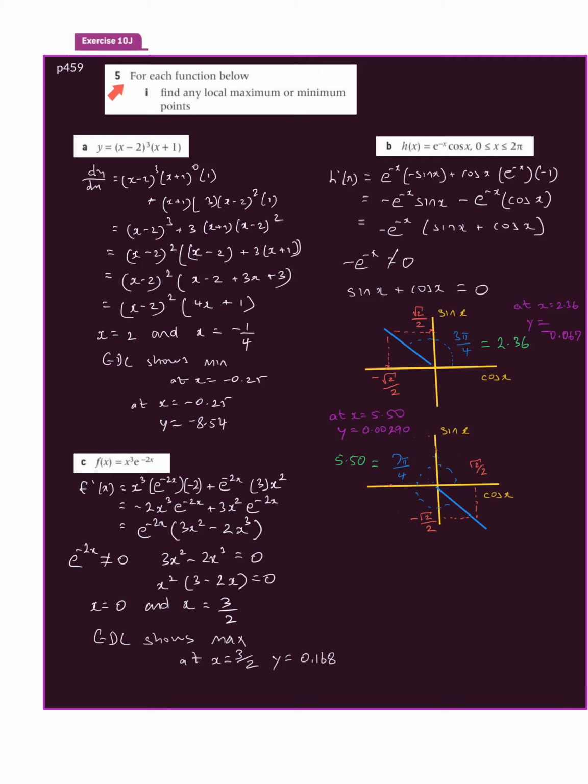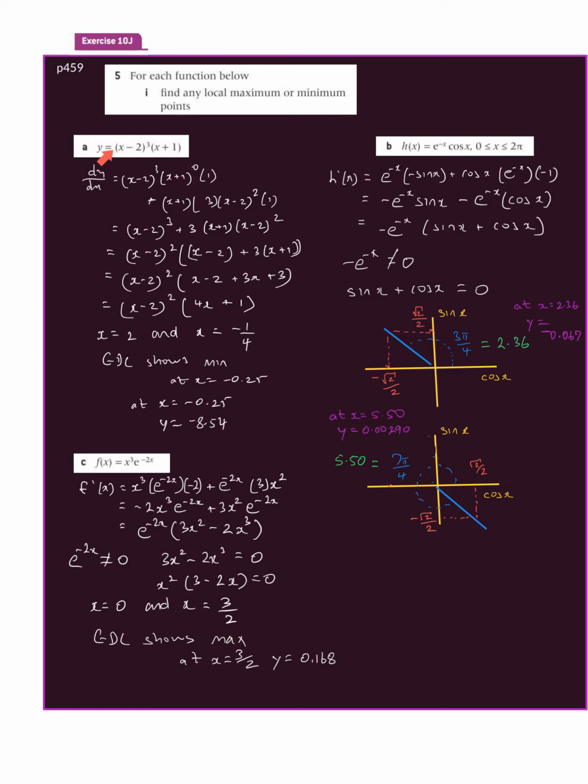Let's have a look at question 5. It's exercise 10J, page 459. For each function below, that's that one, and that one, find any local maximum or minimum points. Well, when you see maximum, minimum, we're going to think about the first derivative.